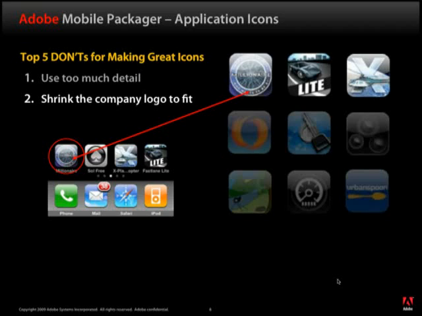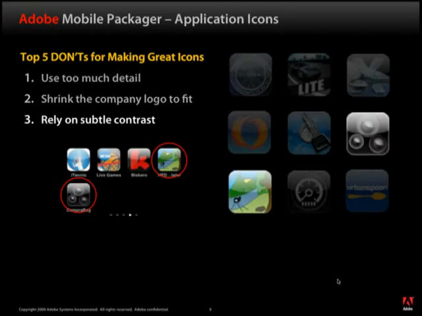Don't shrink the company logo to fit the space. Here, Who Wants to Be a Millionaire shrinks down to just a blurry circle. It needs to be simplified in this situation. Don't rely on subtle contrast to carry the idea. Here we've got a camera on a green background and the camera itself is the quintessential element, but it's so small you can't even see it.